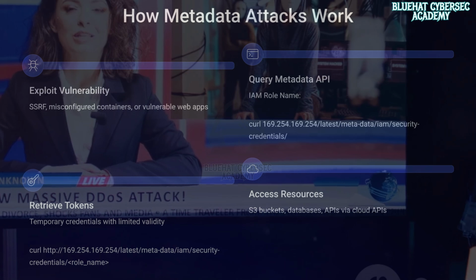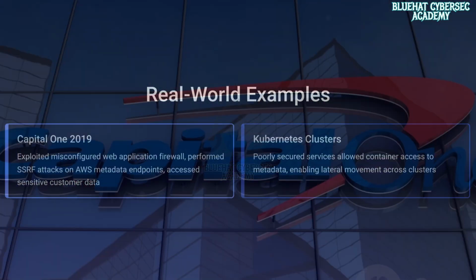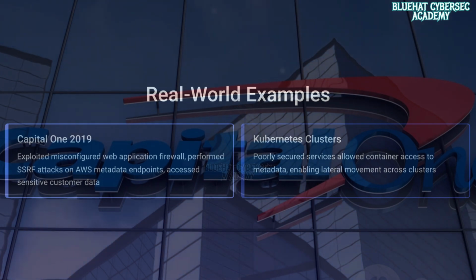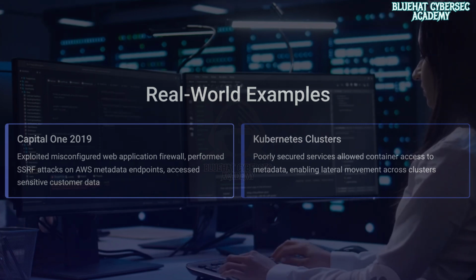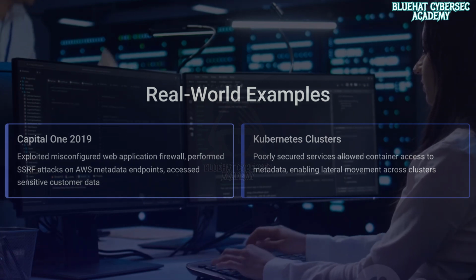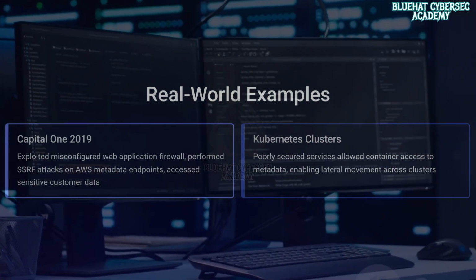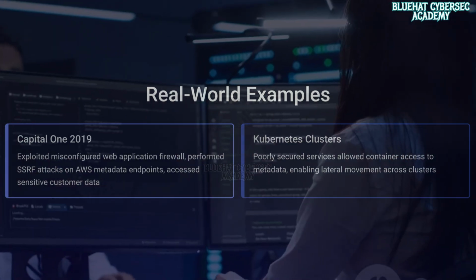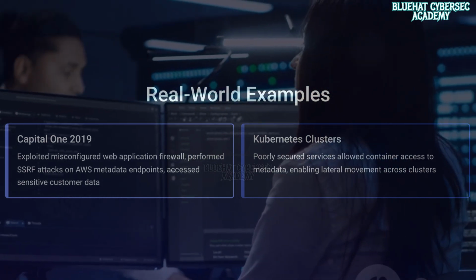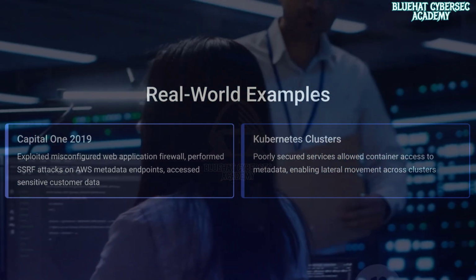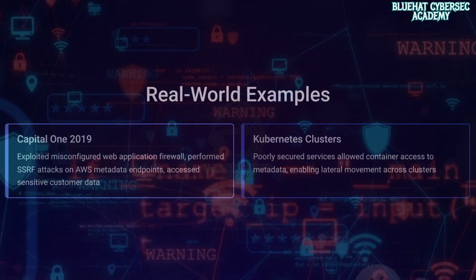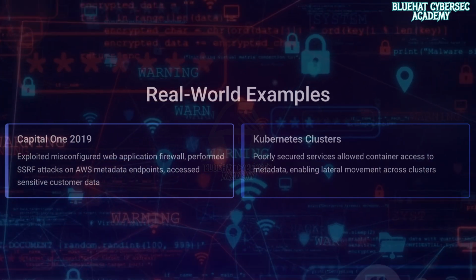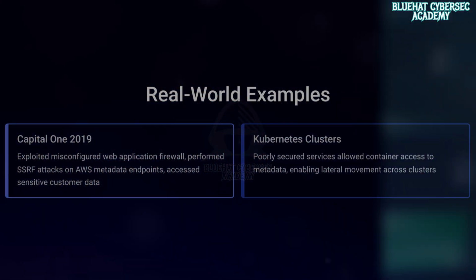To put this into perspective, let's look at some real-world examples. In the Capital One breach of 2019, attackers exploited a misconfigured web application firewall. This allowed them to perform SSRF attacks on AWS metadata endpoints and gain access to sensitive customer data. Another example comes from Kubernetes clusters. Researchers have shown that poorly secured Kubernetes services can allow containers to access metadata, which can lead to lateral movement across clusters. These incidents make one thing very clear: cloud metadata endpoints, while convenient, are extremely high-value targets.